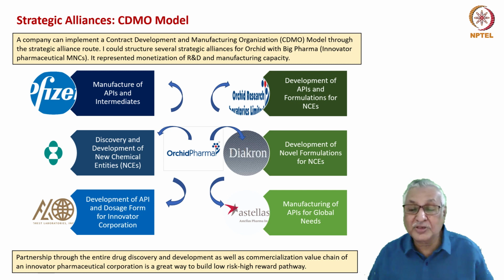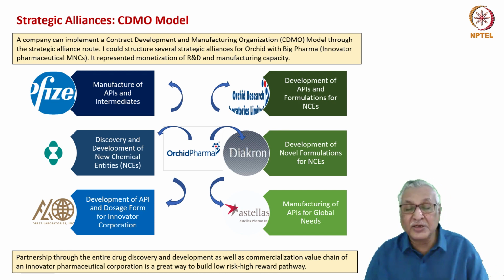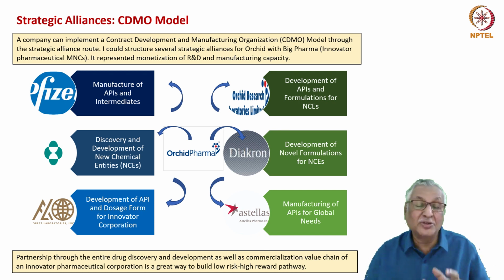Then we provided a manufacturing support capability for Astellas, a global big pharma company operating largely in the US, Europe, and Japan, for manufacturing and supply of APIs for their global needs. So partnership through the entire drug discovery and development as well as commercial value chain of an innovator pharmaceutical corporation is a great way to build a low risk, high reward pathway. But the due diligence that will be conducted by these companies, particularly the big pharma companies, would be stupendous. The company has to measure up to the exacting benchmarks and the exacting quality standards that the innovator companies have for themselves and also for their partners.